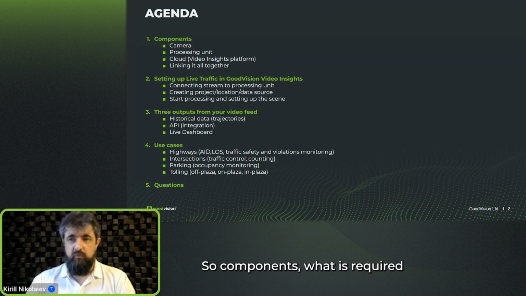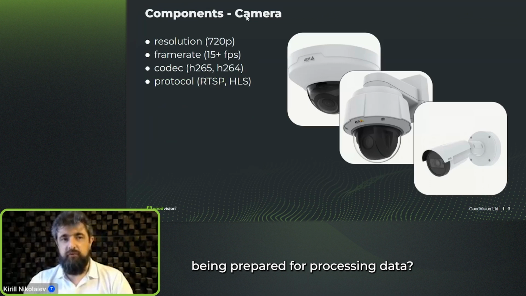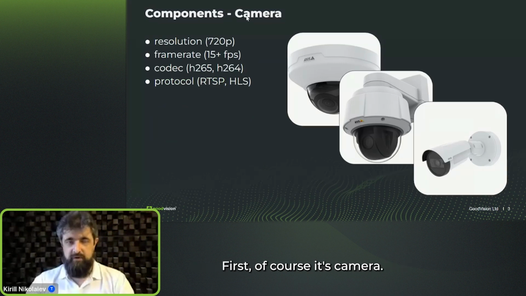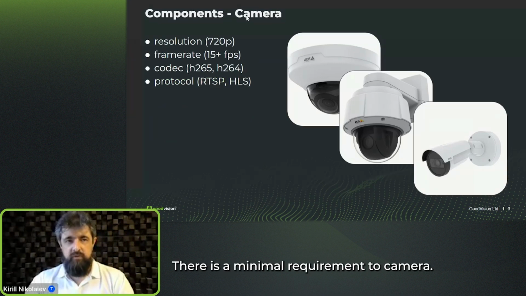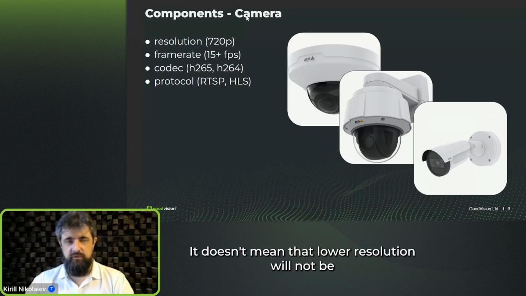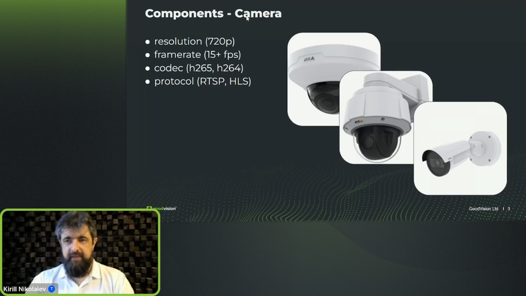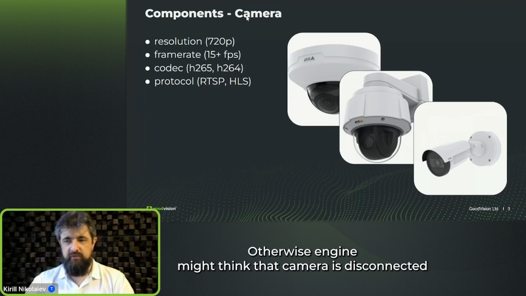So components: what is required to have a system prepared for processing data? First, of course, it's a camera. There is a minimal requirement for the camera. Basically, it's 720p resolution. It doesn't mean that lower resolution will not be processed, but it means that detection will not be that accurate. There is a minimal frame rate of 15 frames per second. Otherwise, the engine might think that the camera is disconnected.